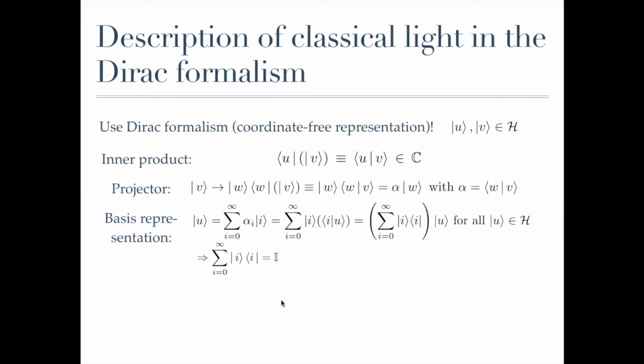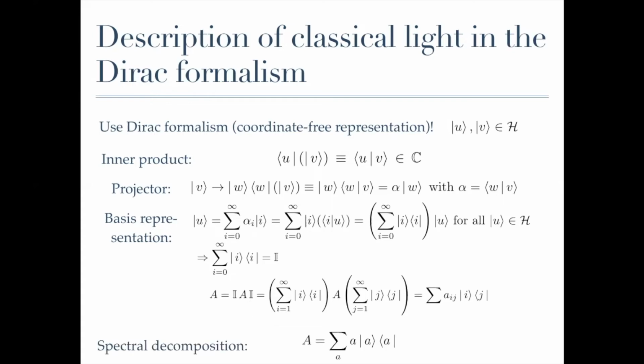Okay, so I can write the identity operator in terms of all kinds of bases, and then I can easily write the basis representation of operators using this kind of sandwich product here. And we know that the spectral decomposition of an operator is then also given in terms of projectors onto the eigenstates multiplied with the corresponding eigenvalues.